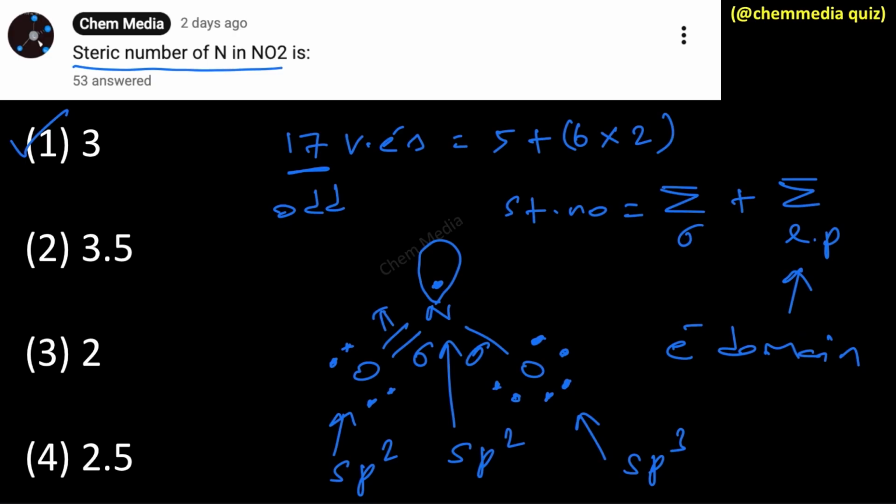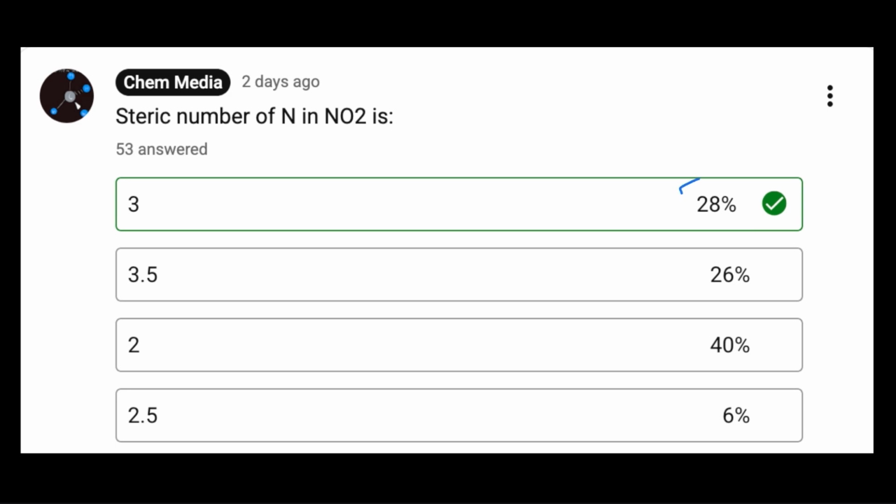Now let me show the quiz result. Only 28% of the students picked the correct answer. Many of them thought that 2 is the correct answer. In that case, the hybridization has to be sp, isn't it? In that case, NO2 should be linear in shape. But is it linear in shape? No. Is the hybridization sp? No. So therefore, the hybridization has to be sp2.